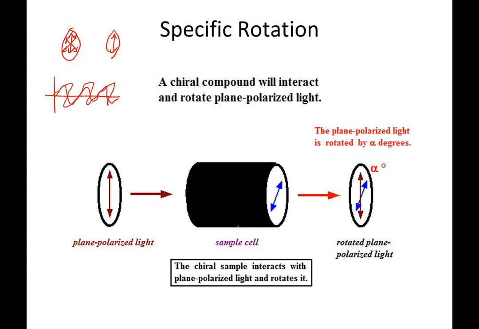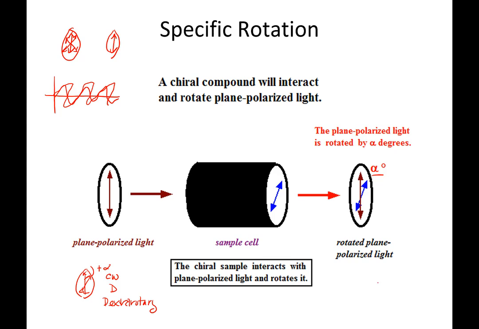So when you pass plane polarized light through that solution, it will basically interact with it, and it will cause the plane polarized light to rotate by a certain number of degrees that we call alpha. And the rotation can either be clockwise or counterclockwise. So, for instance, if it rotates the light clockwise, that's the plus direction, and we basically call that the D that stands for dextrorotary. So the D, the dextrorotary compound, is the one that rotates plane polarized light to the right.